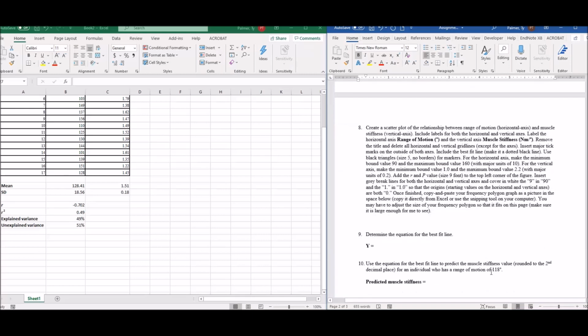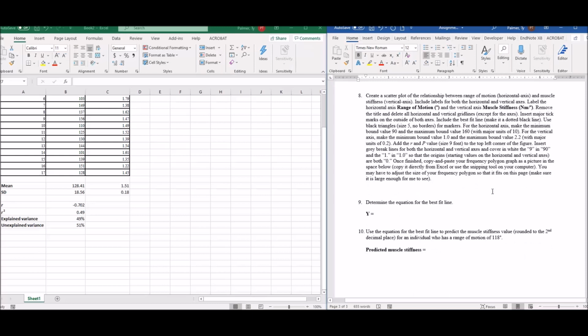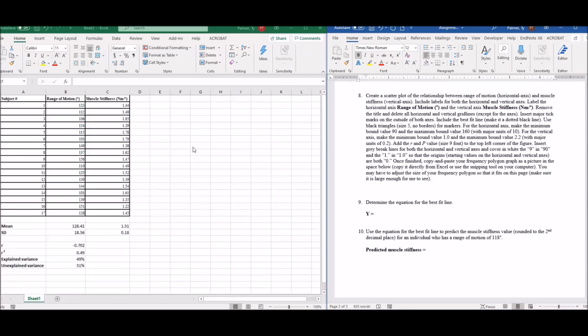Okay, let's continue. All right, so question number 8, it says we're going to create a scatter plot. And remember, a scatter plot from PowerPoint 7, it talks about this. That's a visual description of the correlation coefficient. That's how we visually show the correlation between two variables, by creating a scatter plot. So that's what we're going to do here. We're going to create a scatter plot to showcase this correlation between range of motion and muscle stiffness.